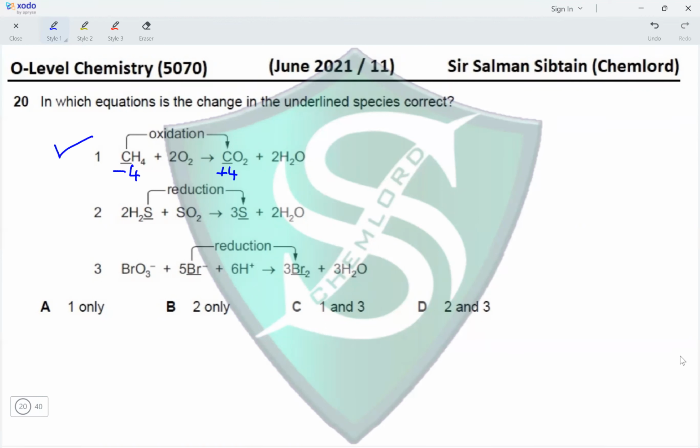In 2, we have sulfur. Sulfur will have a charge of -2 because hydrogen will carry the positive charge. And in solid sulfur, there would be a charge of 0. So going from -2 to 0 is oxidation. This process is known as reduction over here, which is wrong. So option 2 becomes incorrect. And in option 3, we have bromide ions with a charge of -1 being converted into bromine with a charge of 0. -1 to 0 is oxidation. The process mentioned here is called reduction, which is wrong. So option 3 is incorrect, making option 1 the only correct option out of the three present. And thus, for this question, option A is the correct option.